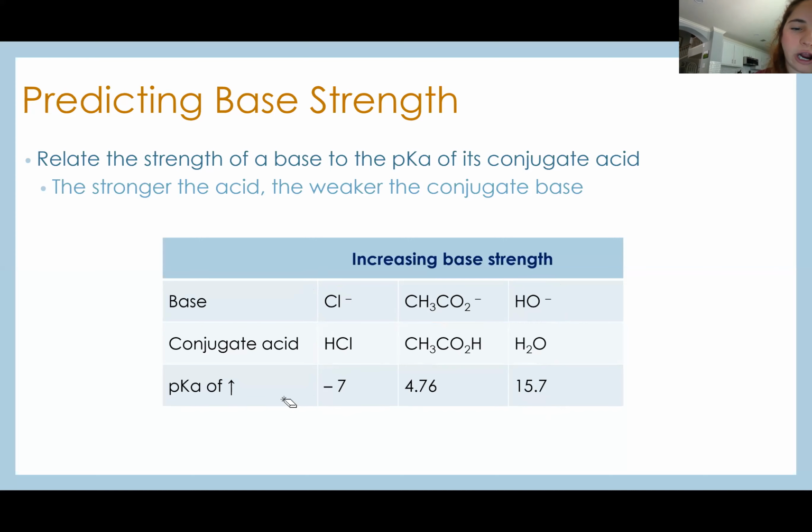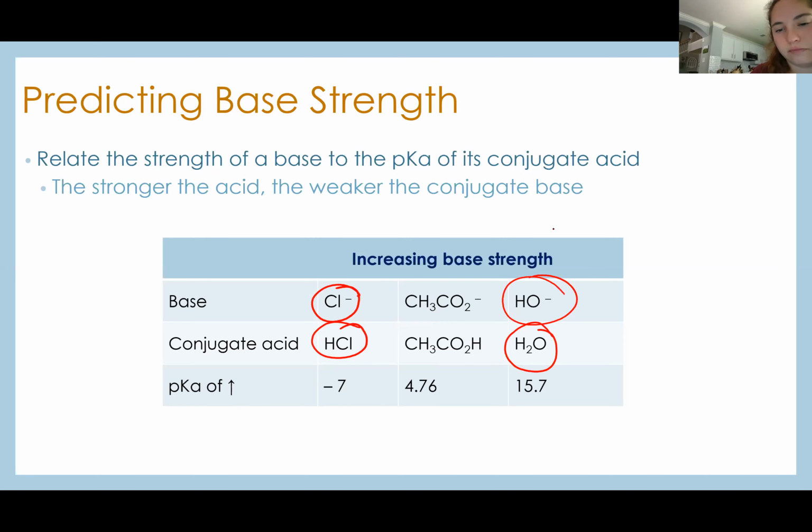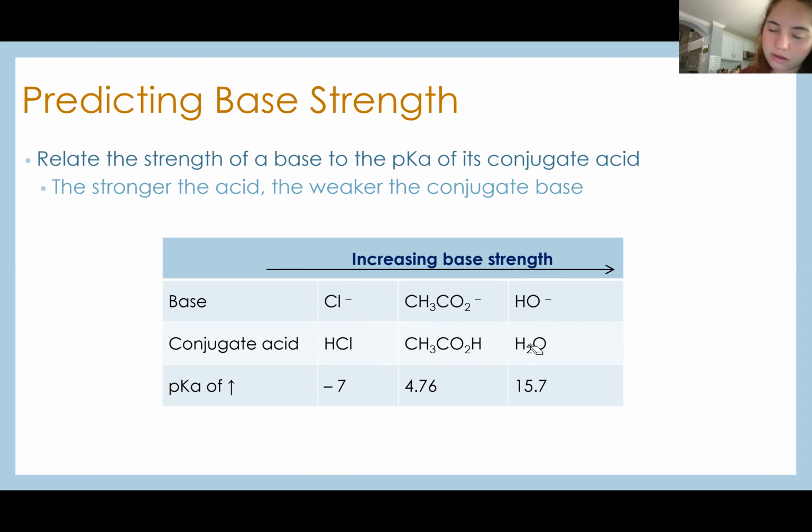So I'm going to say that part again. The strongest acid will have the weakest base. The weakest acid will have the strongest base. Does that make sense?